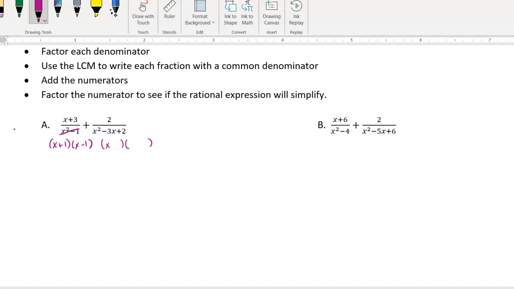That would factor down to be what two numbers multiply together to be a positive 2 that add together to be a negative 3. That's going to be a negative 1 and a negative 2. All right, so now once we get that written down, we can identify what the LCM is going to be.